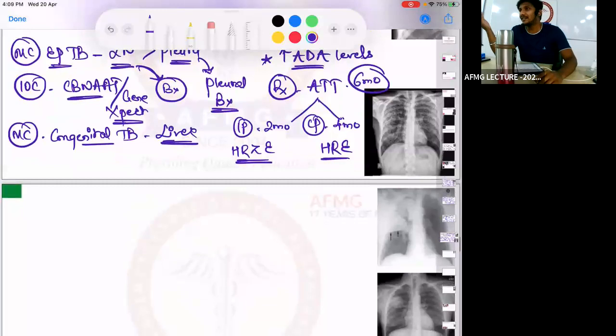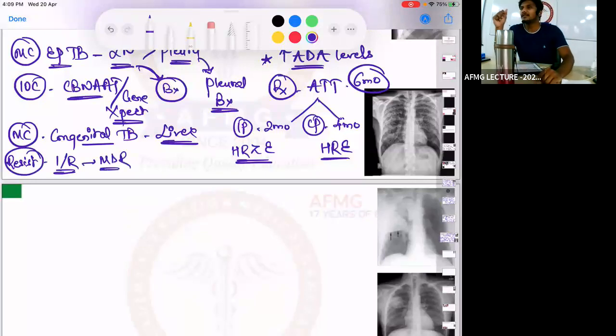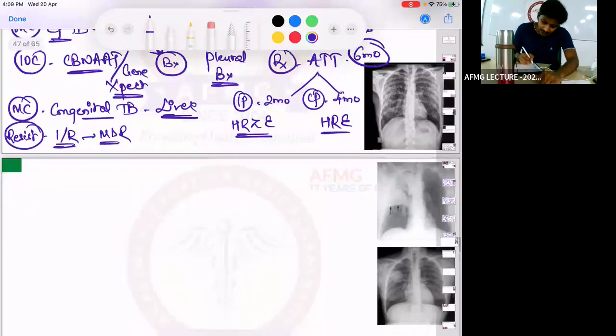Now talking about drug resistance, these have been questions which have been asked. If a person has resistance to isoniazid and rifampicin, then it is called MDR TB. Isoniazid and rifampicin resistant is called multi-drug resistant TB.